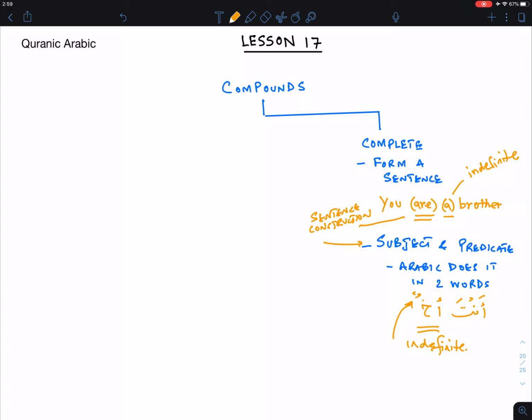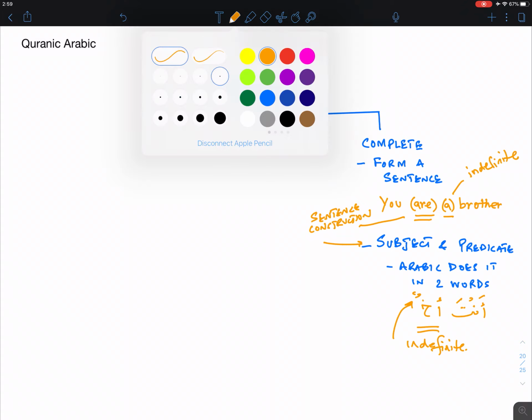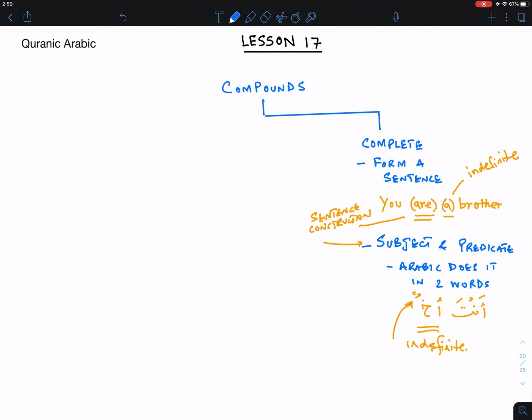How do we know that when two nouns come together, they are making a subject-predicate construction or any other construction? At this point, the whole focus is to understand there are two types. When two nouns come together, they can be a complete compound, meaning they form a sentence, or, as I'm sure you would have guessed, an incomplete compound.